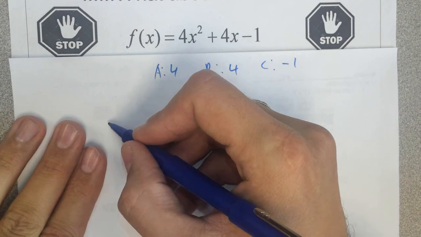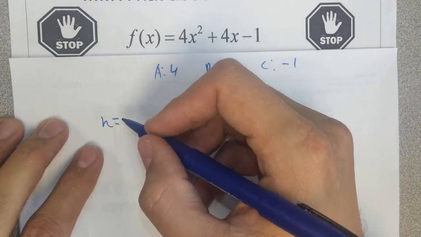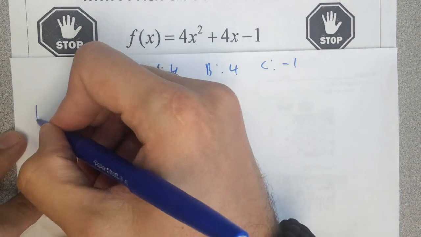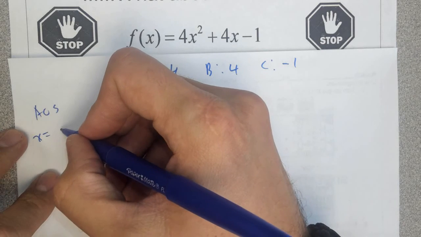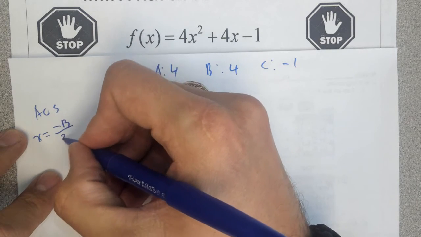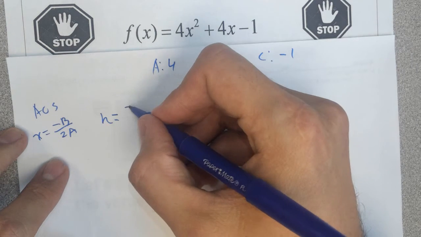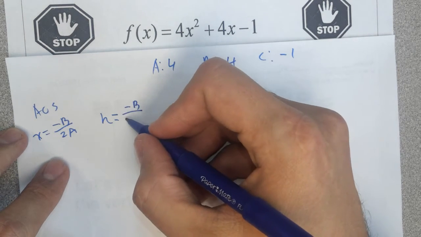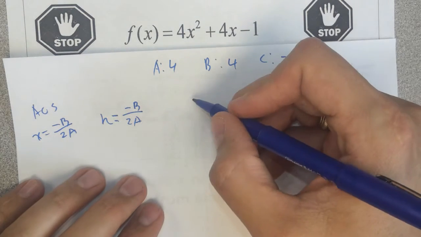To find H, we are going to use the axis of symmetry. My axis of symmetry is x equals -b over 2a. So my H is also -b over 2a. It's the same thing. So let's find my H.